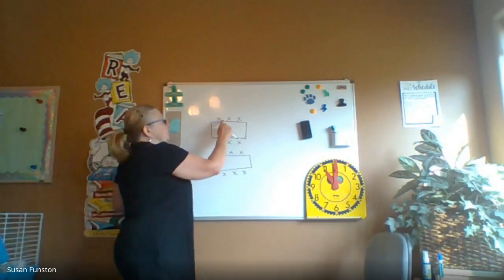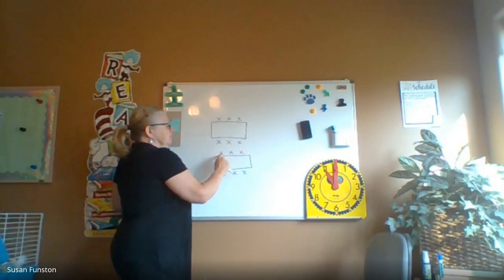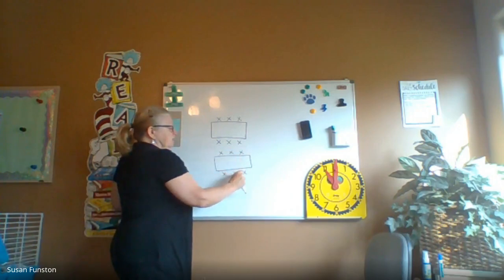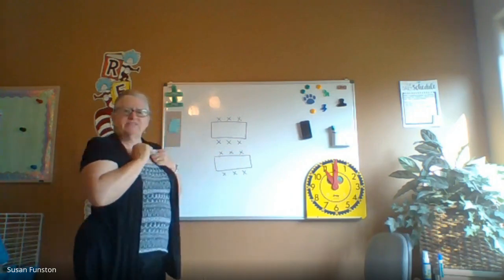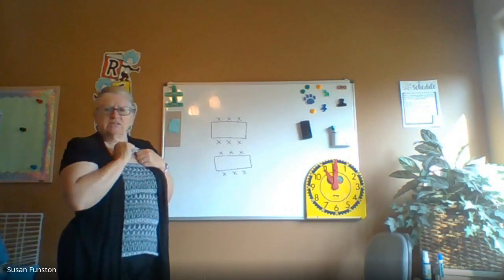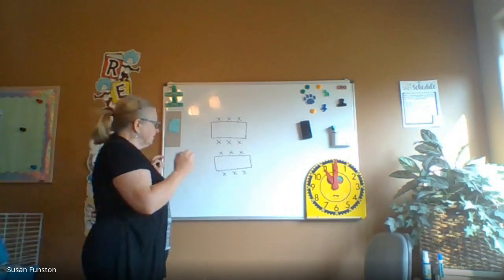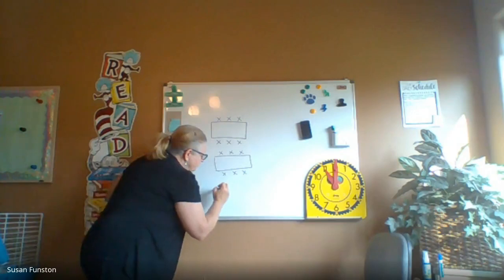So far I have 1, 2, 3, 4, 5, 6, 7, 8, 9, 10, 11, 12. Is that enough? Do I have enough seats? No, because I have 18 people, so I'm going to need at least 1 more table.